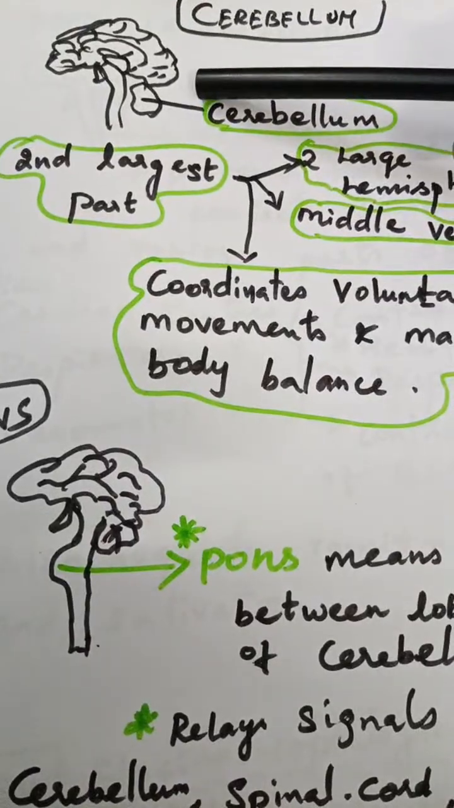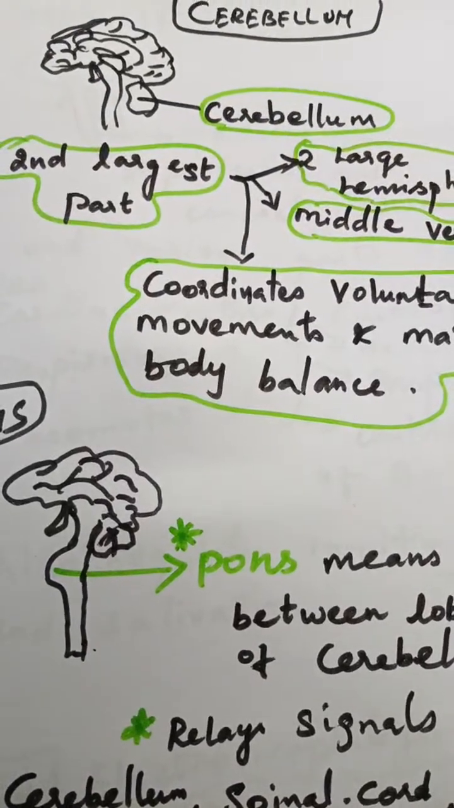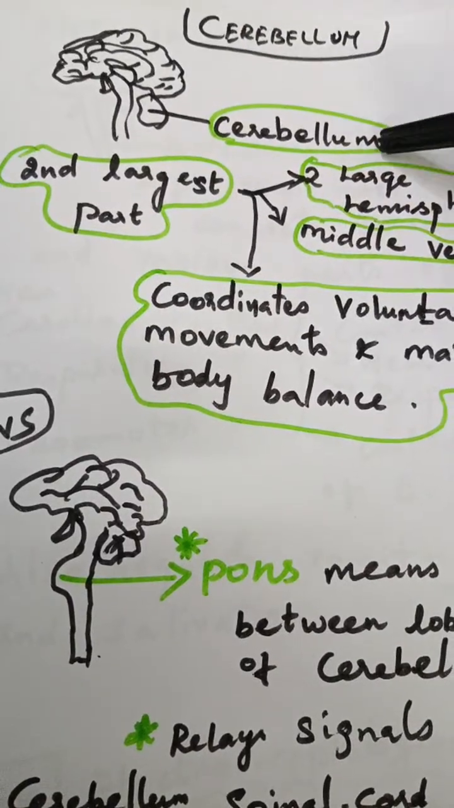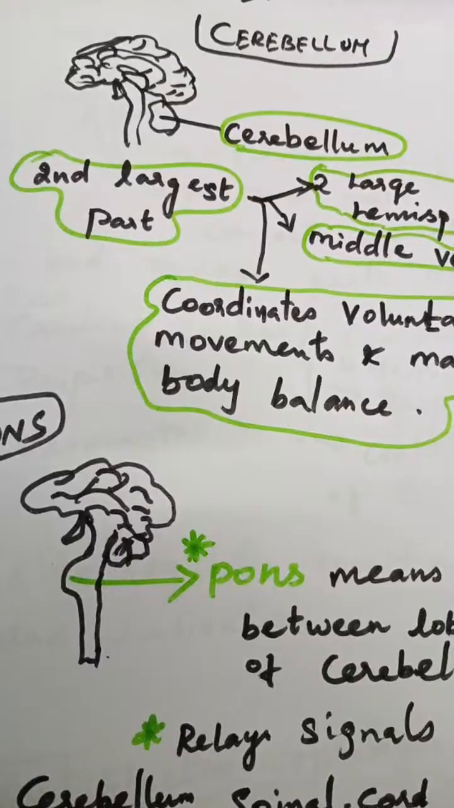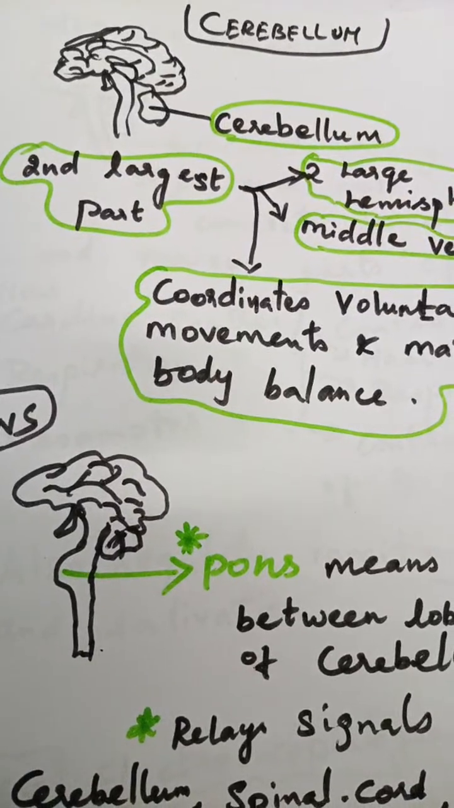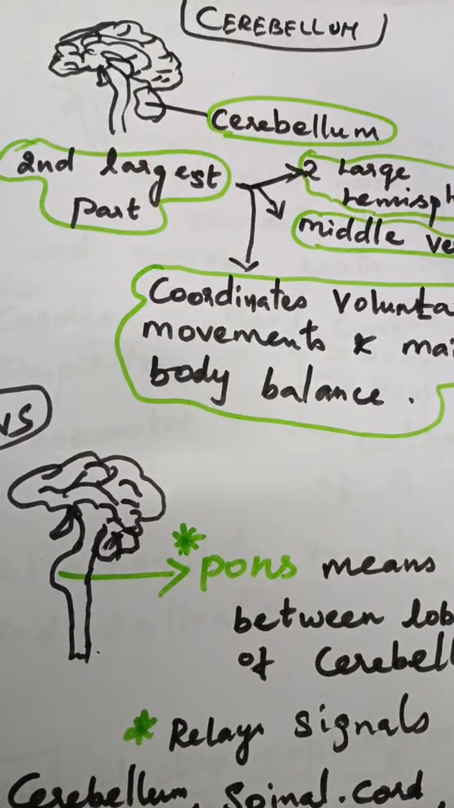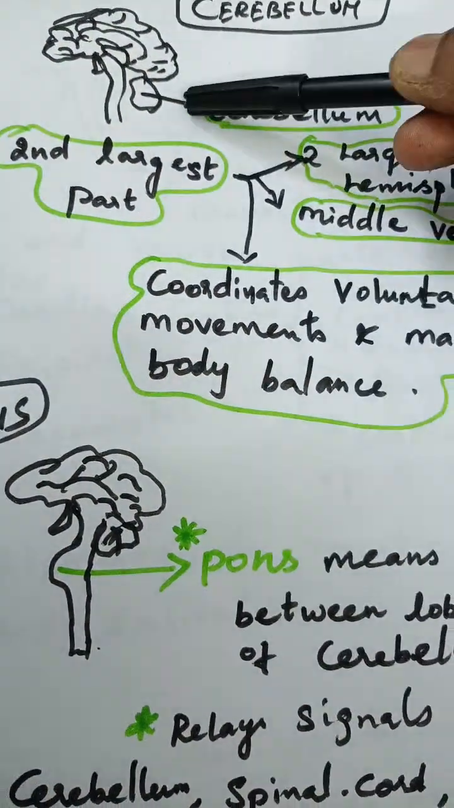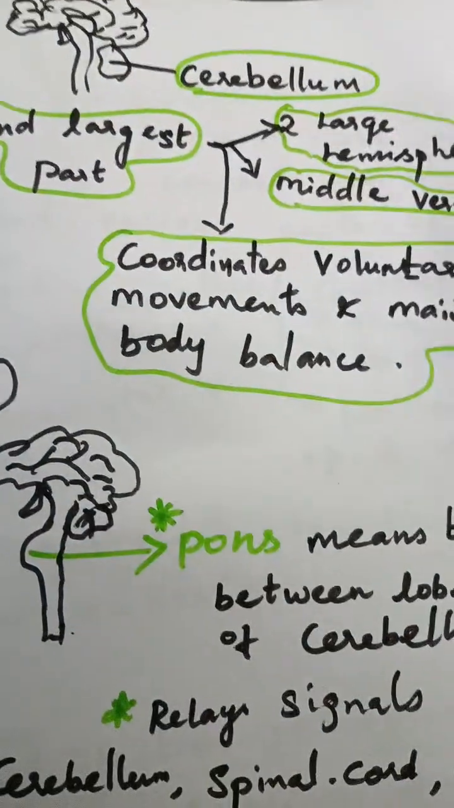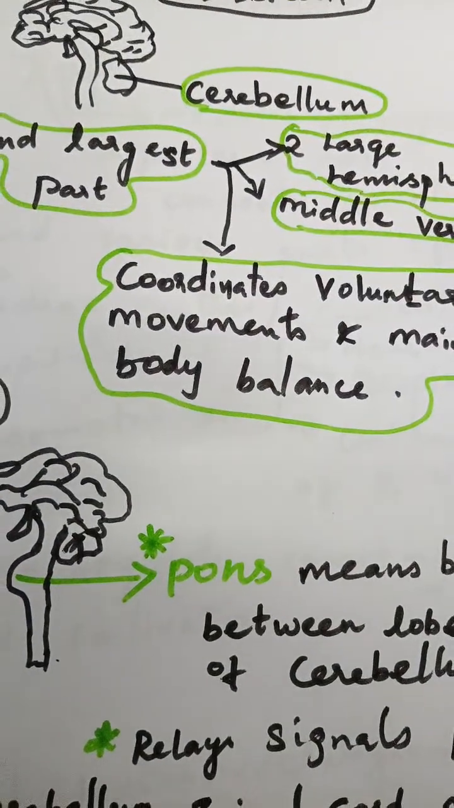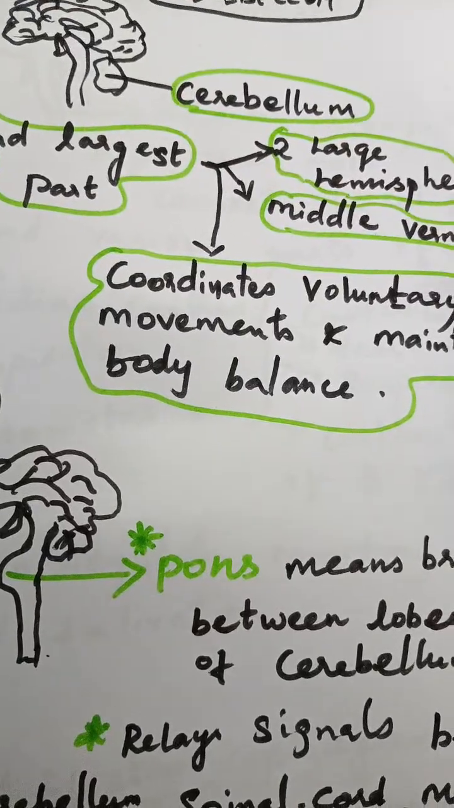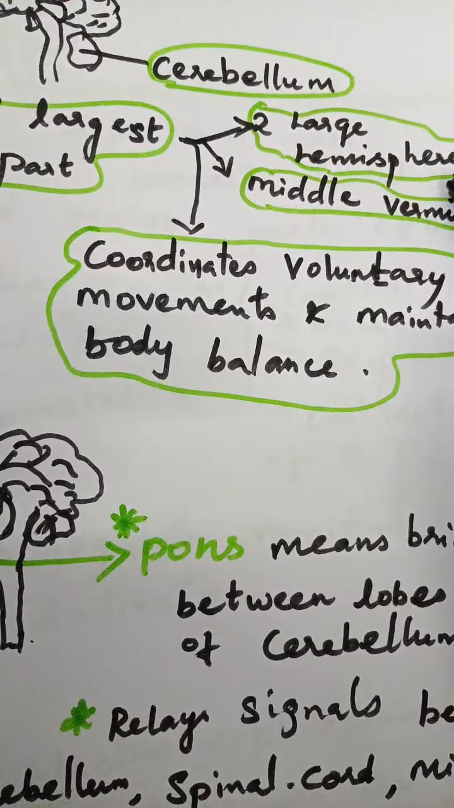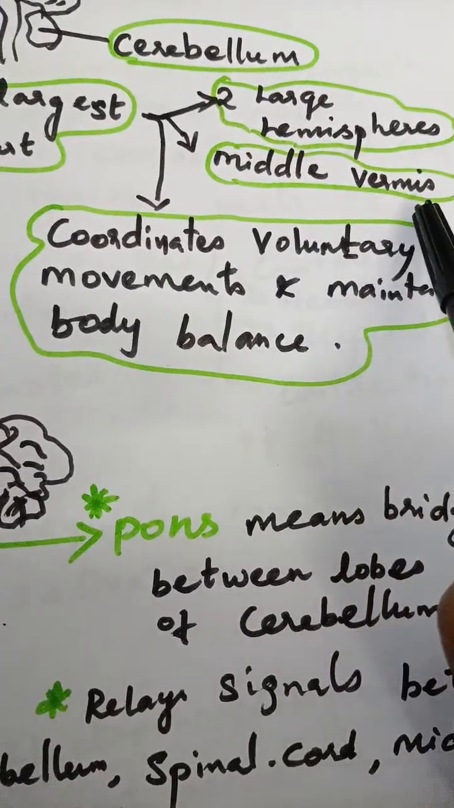The cerebellum is the second largest part in the human brain. The first largest part is the cerebrum. The cerebrum occupies 2/3 of the human brain, whereas the cerebellum occupies a smaller part. That's the second largest part, we can say. And it has two large hemispheres. Like the cerebrum we studied, which has two hemispheres, right and left, here also it has two large hemispheres, and it has the middle vermis.